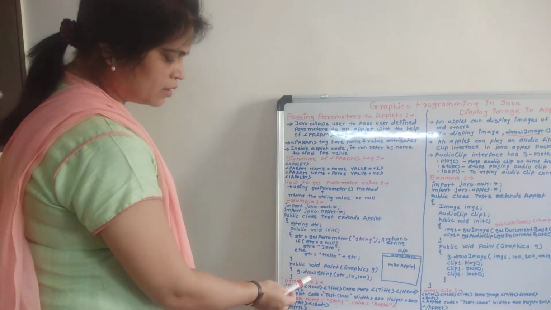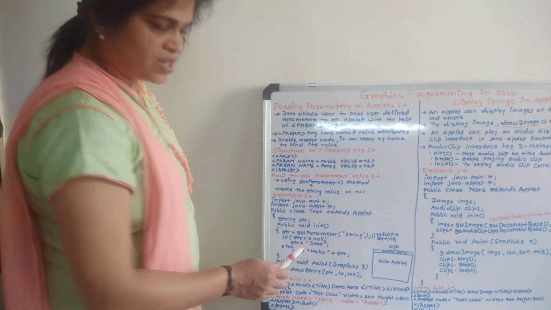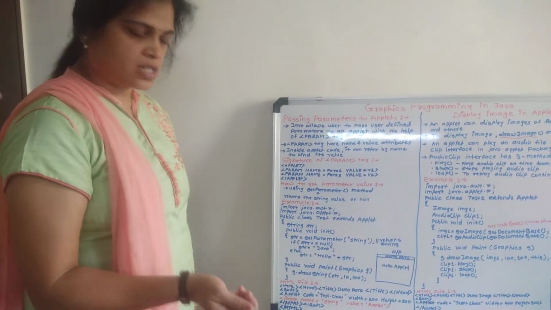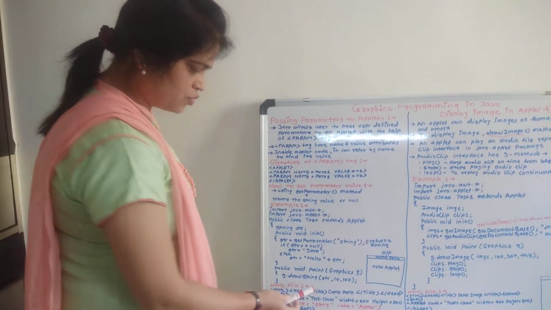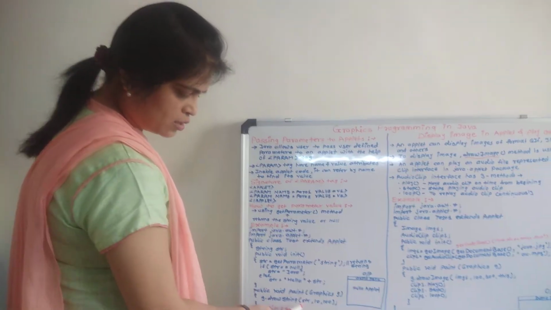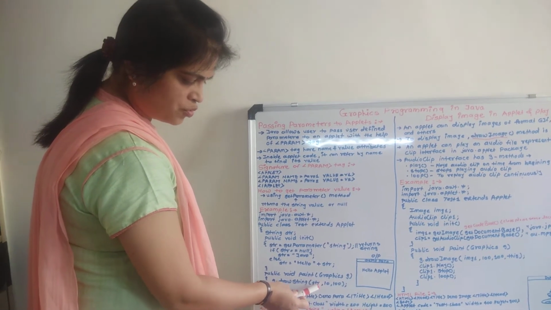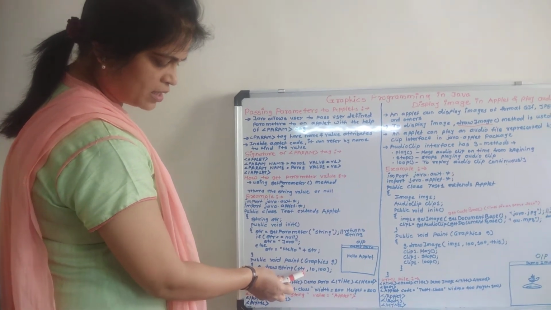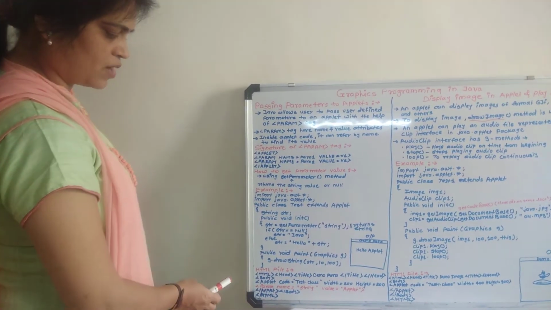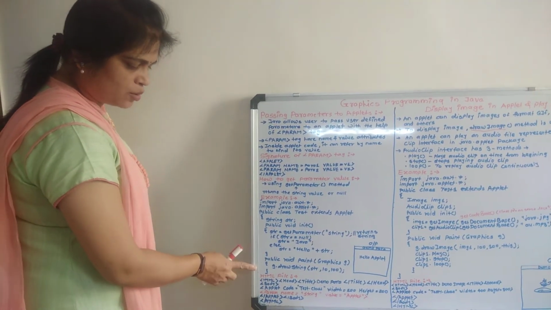And in the paint method, with the help of the drawString method, which we discussed in yesterday's lecture in the previous video, whatever message we want to display, you have to take it in a particular variable along with the x and y position. This is the applet code here.